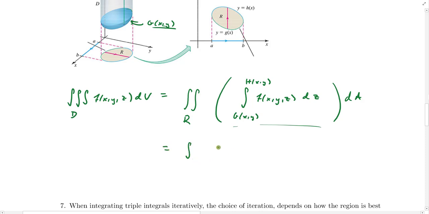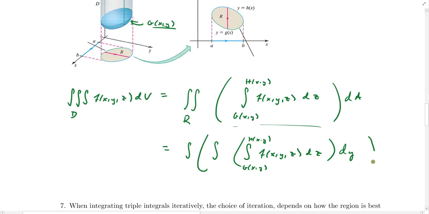And so we're going to have the next innermost, which will be something with respect to y of that original. So let me see here. We've got g of x, y, and h of x, y. And we've got f of x, y, z, dz. That's our innermost integral. And so we're going to integrate next with respect to y. And we'll have to put bounds there. And then we'll integrate last with respect to x.